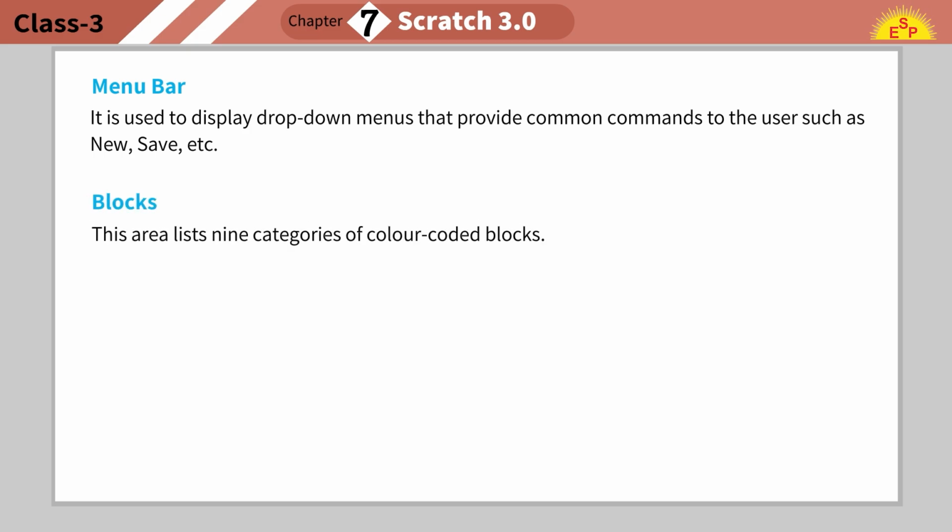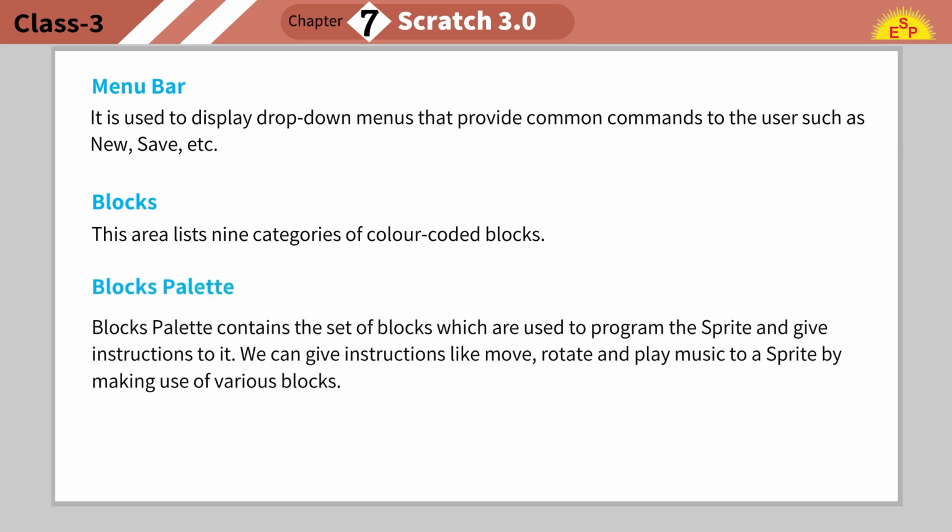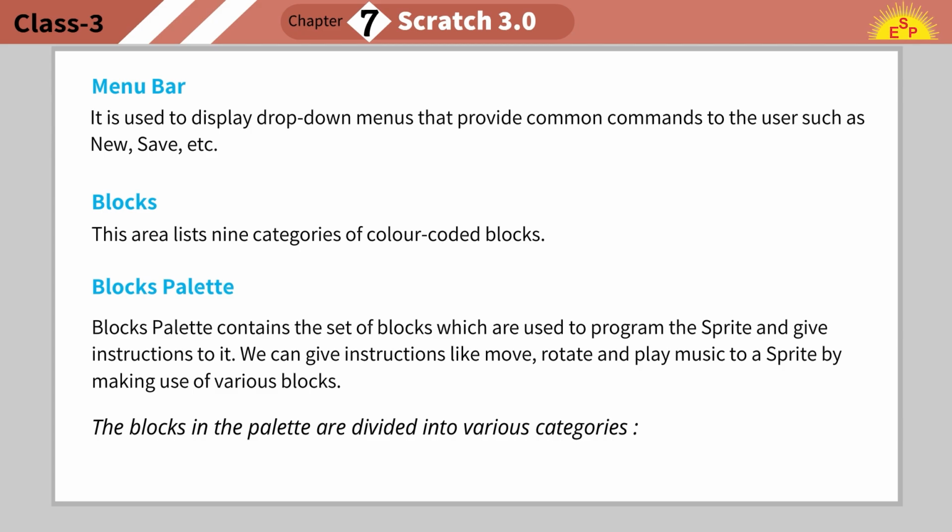Blocks. This area lists 9 categories of color-coded blocks. Blocks palette. Blocks palette contains the set of blocks which are used to program the sprite and give instructions to it. We can give instructions like move, rotate and play music to a sprite by making use of various blocks. The blocks in the palette are divided into various categories.